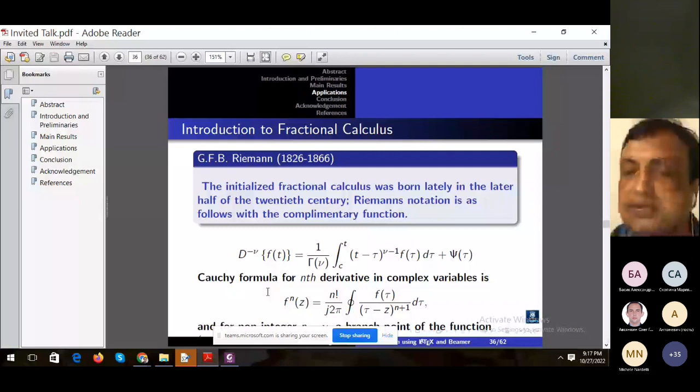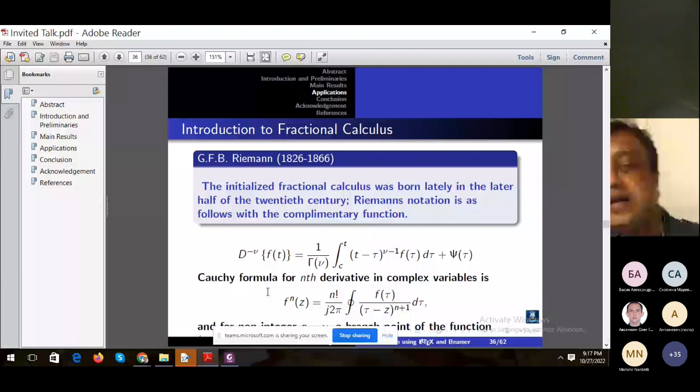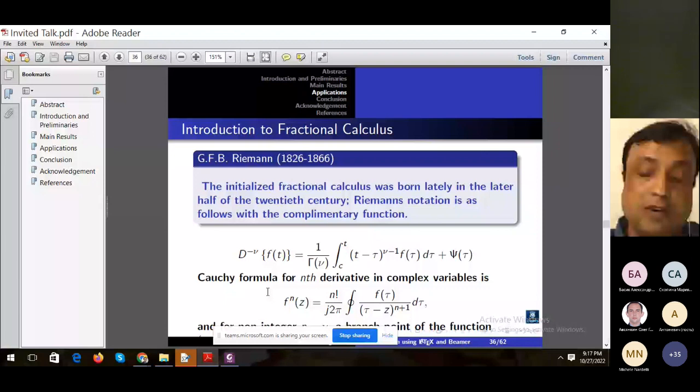Then this approach is very, very important, and it is also very important when we are dealing with fractional calculus. So Professor Cauchy proposed the Cauchy formula for the nth derivative in complex variable, given by f^(n)(z) equal to n factorial upon 2 pi j, contour integral of f of tau upon (tau minus z) raised to power n plus 1 d tau. It is a very important formula which we have used in complex analysis, and it is very important for all the scientists who in future developed the fractional calculus.